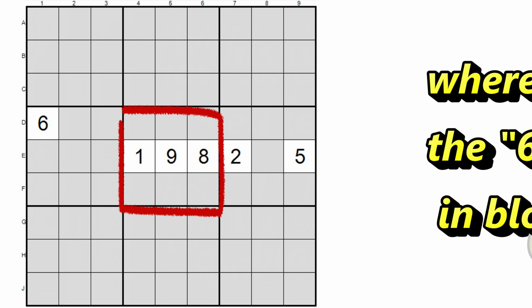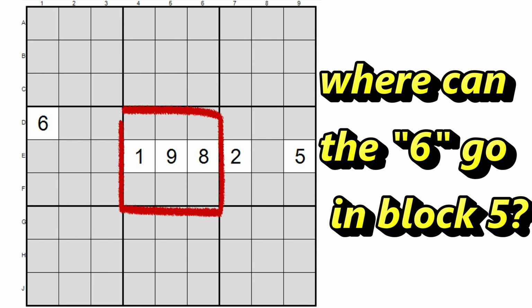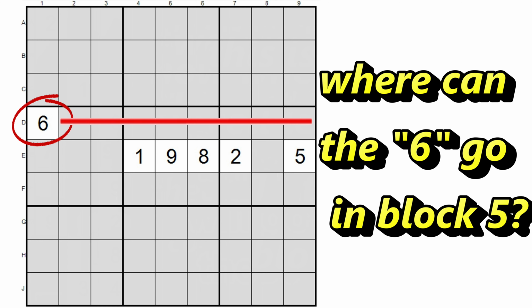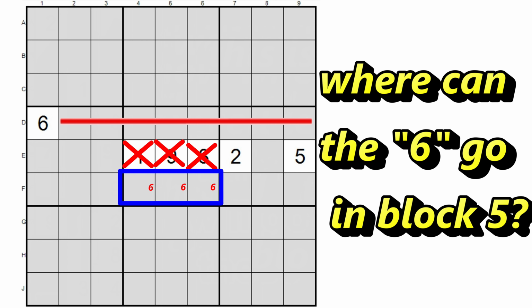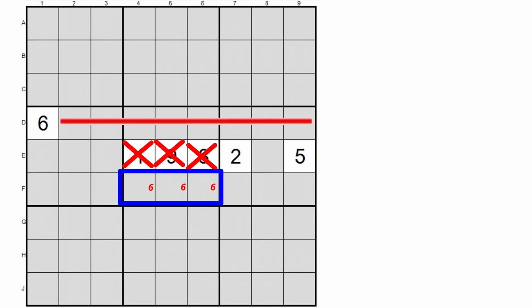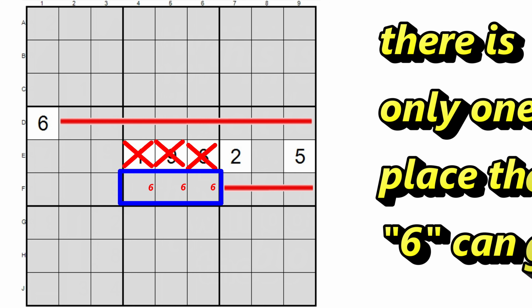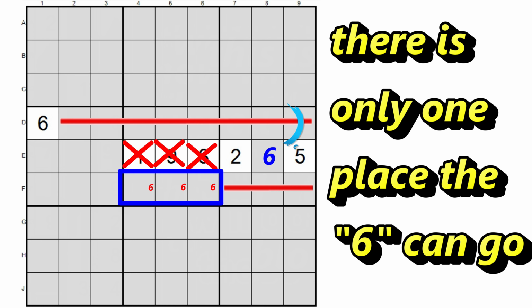Let's take a look at block 5. Where can a 6 go? It can't go in row D since there is already a 6 in row D, and it can't go in row E because of the completed segment. So the 6 must go in one of the 3 open cells in row F. Those numbers are ghosts, but still it means that a 6 cannot go in row F in block 6. So now do you see where the 6 goes? It can only go here.